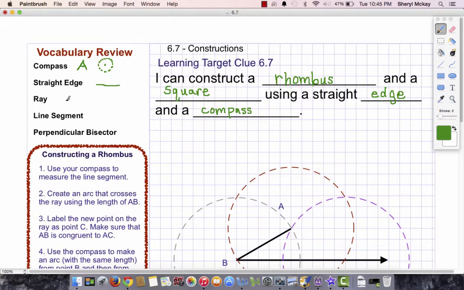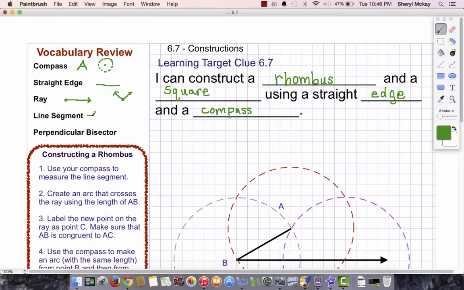The next vocabulary term that I want you to know is ray. A ray is a half of a line. Basically, it's a starting point with an end. So a ray has an end point, and then it goes on forever in the opposite direction. A ray can look like this. A ray can go just about any direction you want it to go, but it always has an end point, and then the other direction goes on forever into infinity, okay?